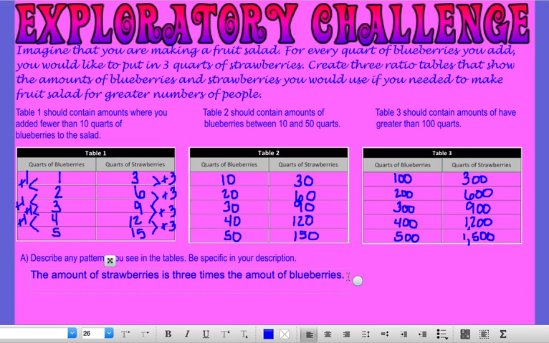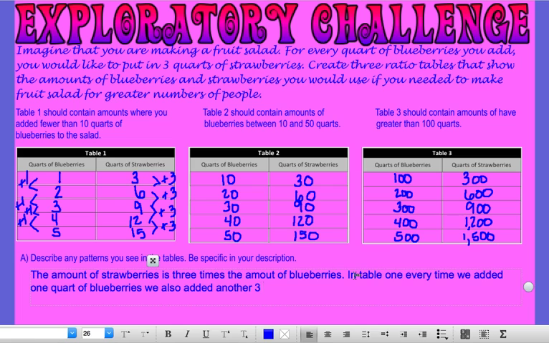So we can also say that we added, and we want to be specific in talking about that it's in table 1. So in table 1, every time we added 1 quart of blueberries, we also added another 3 quarts of strawberries. Okay, and notice we added by 3 every time and we added by 1 every time. That never changed.